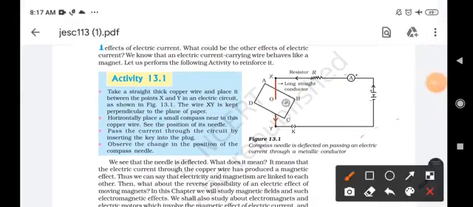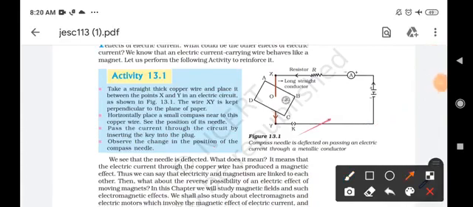For this activity, you can see in the diagram itself that this XY is a thick copper wire which is placed in the plane of a paper, students, and it is connected with a cell, a resistor, and we will insert a key also. The battery is here in order to provide the electric current. As you can see here, students, this is a copper wire.